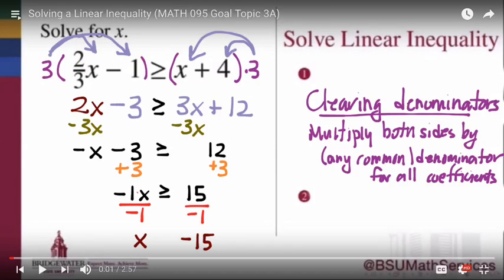But, here's my last question. What about this? What about the inequality symbol? So yeah, in this last step, our inequality symbol reverses. Why?